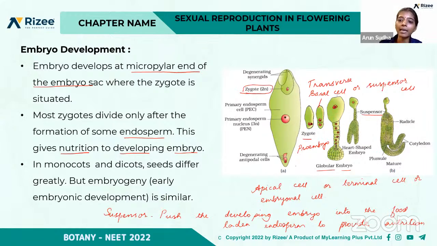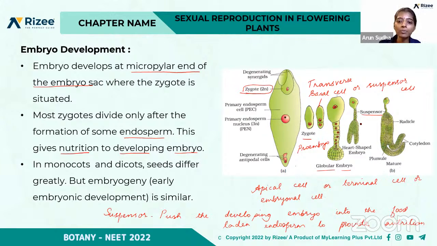First, the zygote undergoes transverse division to form two cells, that is the basal cell or the suspensor cell, and the apical cell or terminal cell or embryonal cell. Then this embryonal cell divides mitotically. There are so many divisions, right? Mitotic division forms a proembryo, and then it forms a globular embryo, heart-shaped embryo, and then a mature embryo.